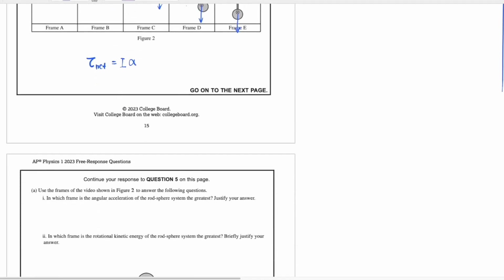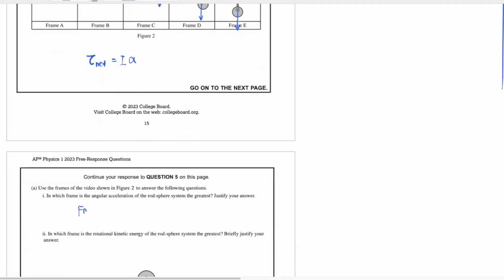Frame C has the greatest angular acceleration because angular acceleration is net torque divided by I. So C has the greatest torque because it has the greatest lever arm.